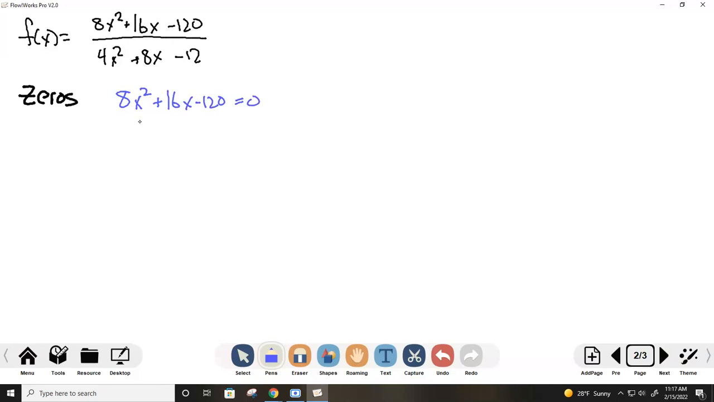Always look for common factors, it helps so much. 8 is a common factor. It's divisible into all of those, so we can take 8 out: x squared plus 2x minus 15. So that's going to be x and x. It's a negative 15, so a plus and a minus. So let's go plus 5 minus 3 to get 2. So you have a 0 at x equals negative 5. You get a 0 at x equals 3.